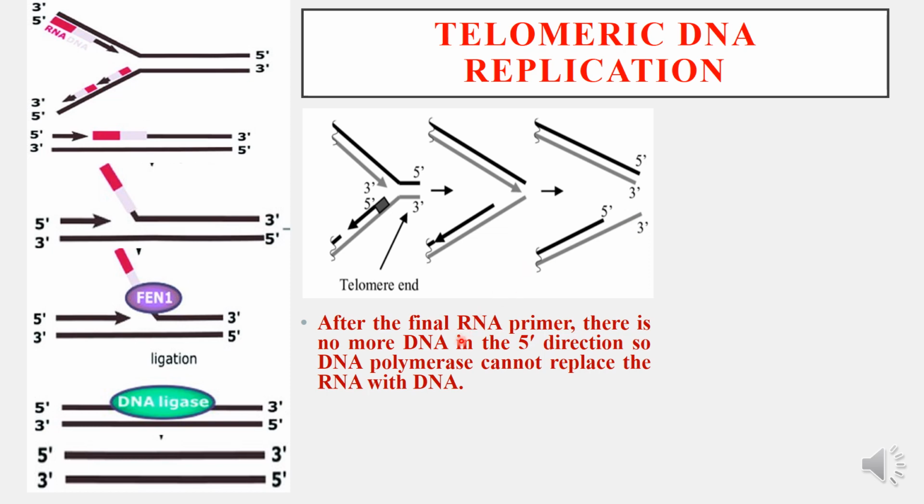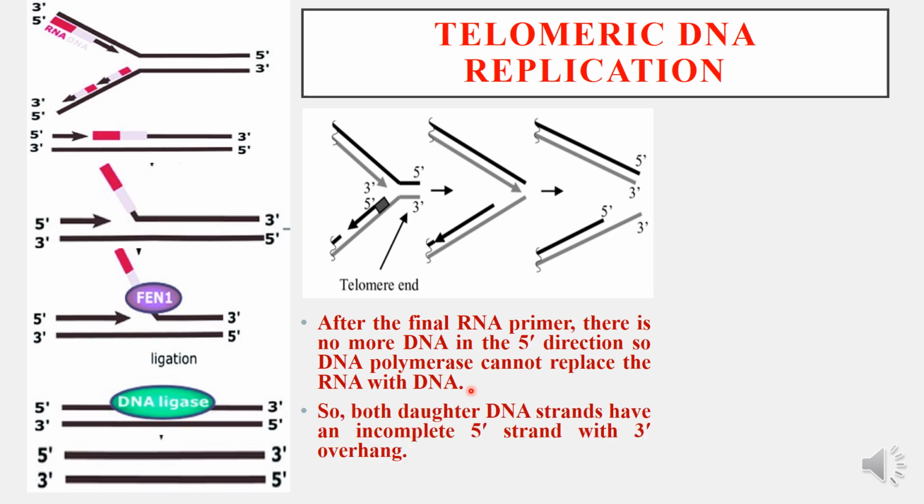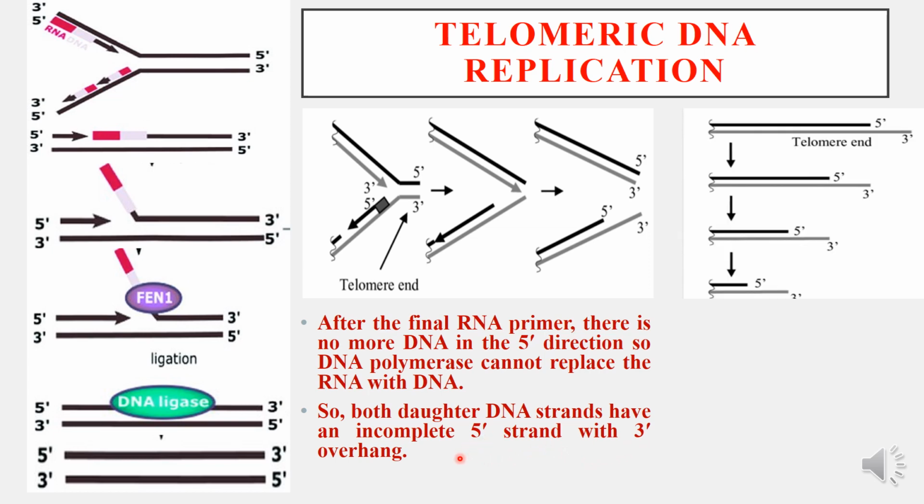So after the final RNA primer is removed, there is no more DNA in the 5' direction. So DNA polymerase cannot replace the RNA with DNA. So both daughter strands have an incomplete 5' strand with 3' overhang. And this is how it is. So as this continues with successive cell divisions and replications, the length of the DNA keeps getting shortened.